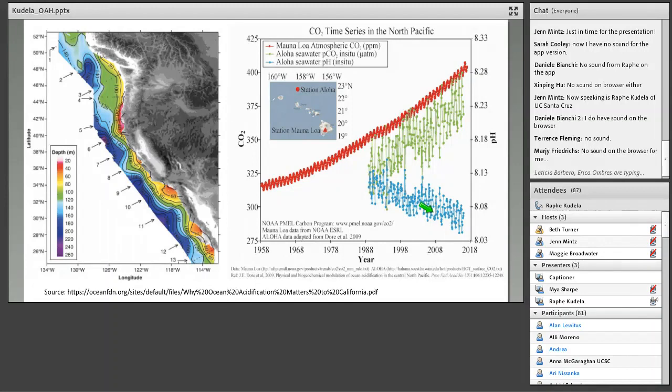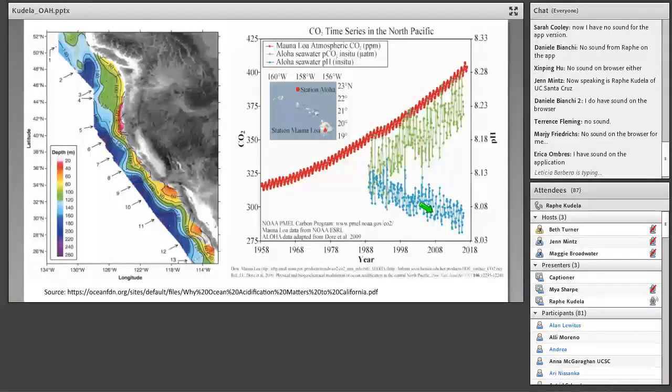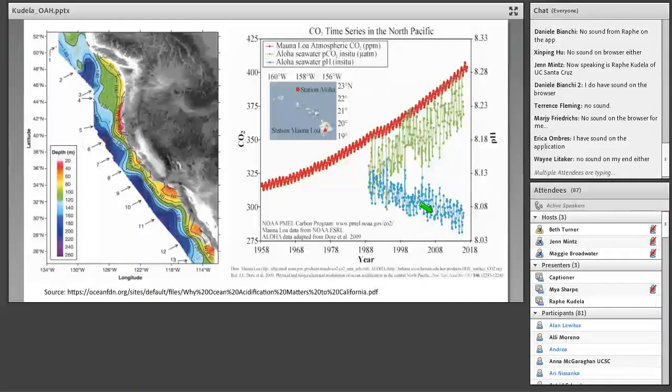Here in California, we of course also see the effects of climate change and acidification of the oceans. This map is showing the depth at which aragonite becomes undersaturated, and you can see a couple of things.